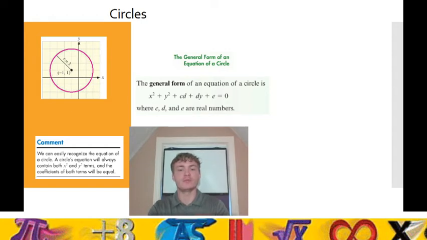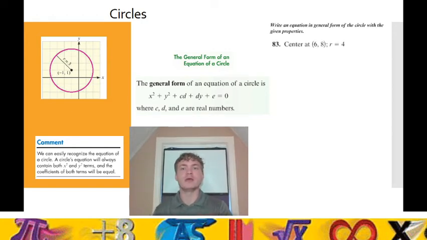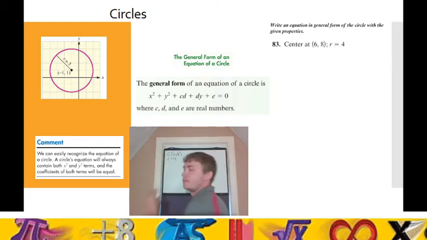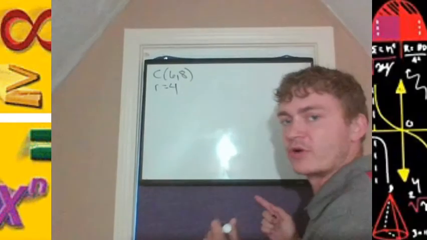in general form. Looking at the first example, it says write an equation in general form for the following properties. Our center of the circle is at the ordered pair 6, 8 with a radius of 4. Let's go ahead and graph this circle first and foremost, with the center of 6, 8 and a radius of 4. Let's graph the circle, and then we will look at the equation of the graph.